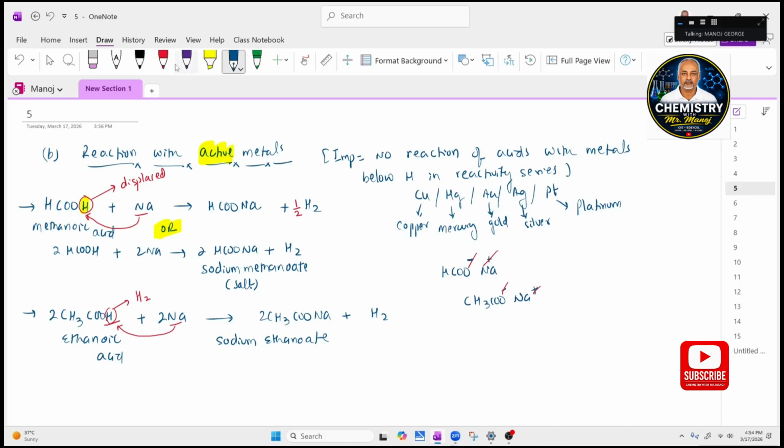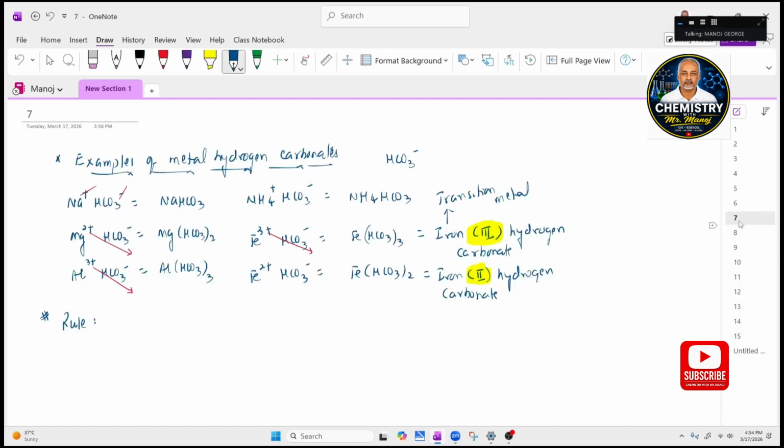Now, anytime we do a reaction of anybody, I should have written the rules here as well. Reaction with active metals: the rule says salt plus hydrogen formed. So that was the rule if the acids react with metal. So there has to be a rule here as well.